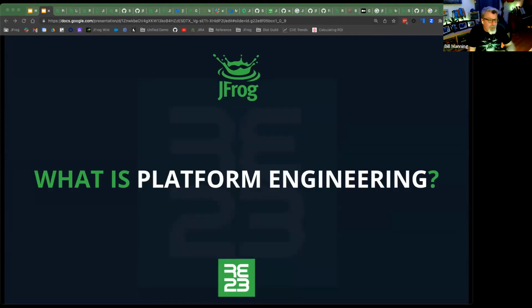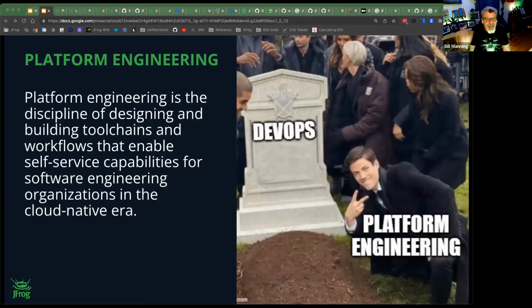So what is platform engineering? Thank you for your time on that one. Let's go dive into it. Now, I did this as a joke, right? So the idea of platform engineering killing off DevOps is not the case. Think about it as an addition, right? Or a refinement, actually, that's a better way to say it, of DevOps, right?